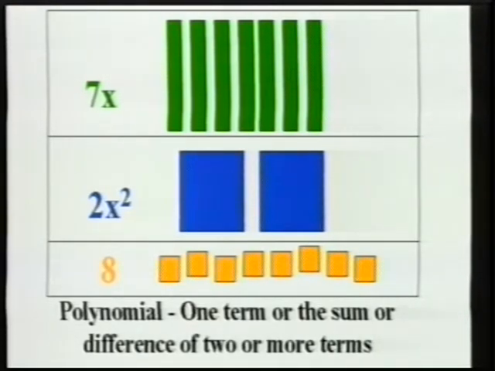To demonstrate a polynomial, which is one term or the sum or difference of two or more terms, we'll use the terms 7x, 2x squared, and 8 as a demonstration. To show a positive 7x, we of course use the green color, since that's what we designated as positive x, and 7x is simply 7 rectangular pieces. A positive 2x squared will be blue, and there'll simply be 2 of the blue squares. A positive 8 is a combination of 8 of the yellow squares, since we designated yellow to be positive.